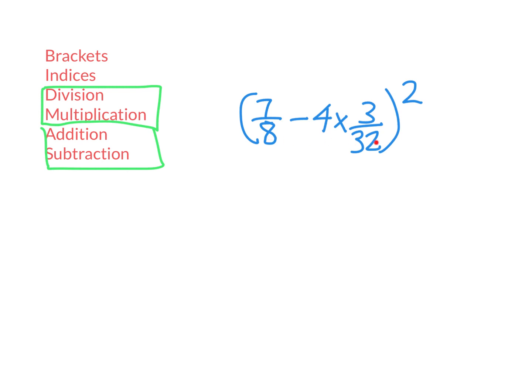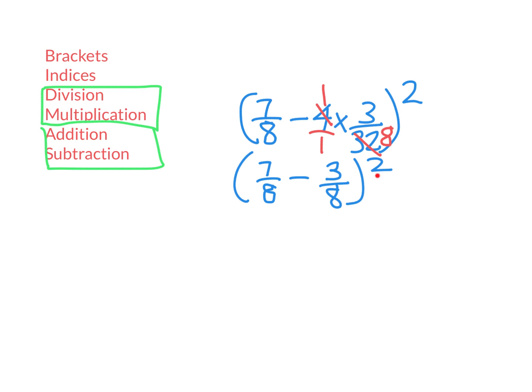So let's look at this question here. So I have two operations in the brackets, subtract and times. According to BIDMAS, multiplication comes before subtraction. So I'm going to do that first. Now remember, when you're multiplying by a whole number, you write it over 1. So I'm going to first multiply 4 times 3 over 32. I can use cancelling because 4 goes into itself once, it goes into 32 8 times. So what I'm left with after the multiplication, I leave the 7 over 8 as it is, and I'm left with 1 times 3 is 3, 1 times 8 is 8. Okay, now I'm going to perform the subtraction because it's in the brackets.